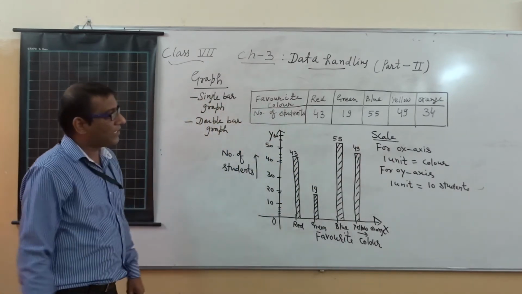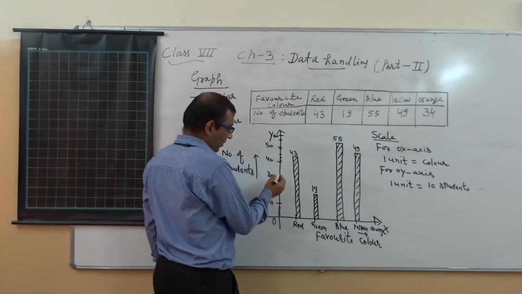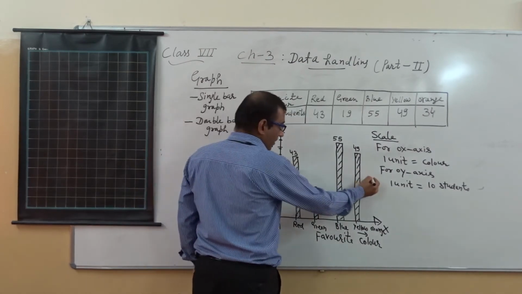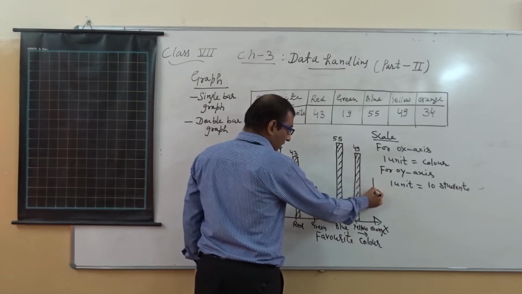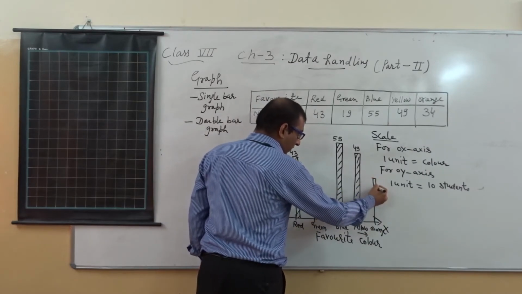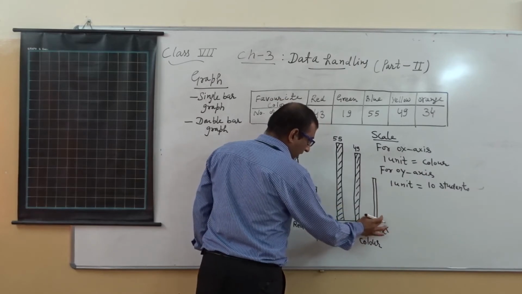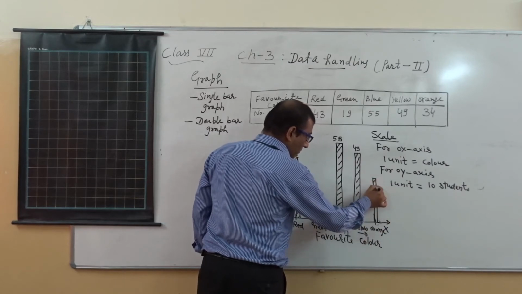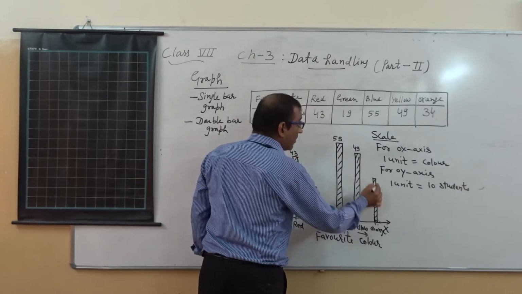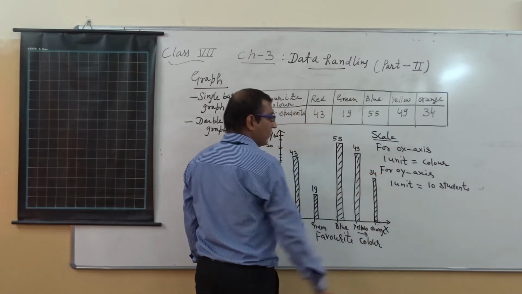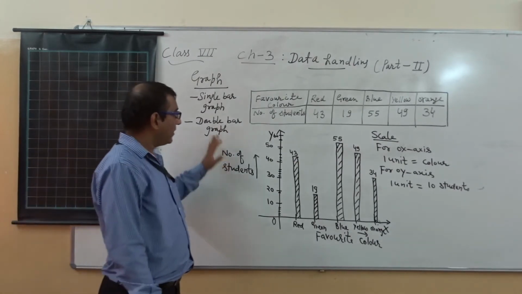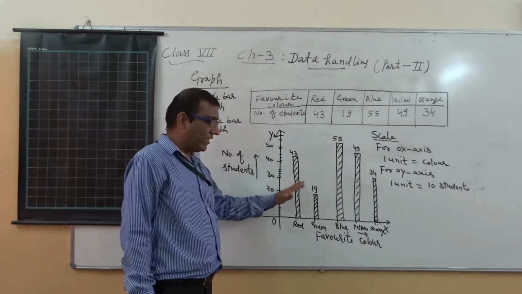Then we will come to the next color, that is orange color, related with 34. So 34 lies between 30 to 40. So this is 31, 32, 33 and 34. It means we can say this is the point related with the color orange, and here we will make a building. It is better we extend this horizontal line. So this is the building related with 34. So if you see, this graph is known as single bar graph because there is a single building.